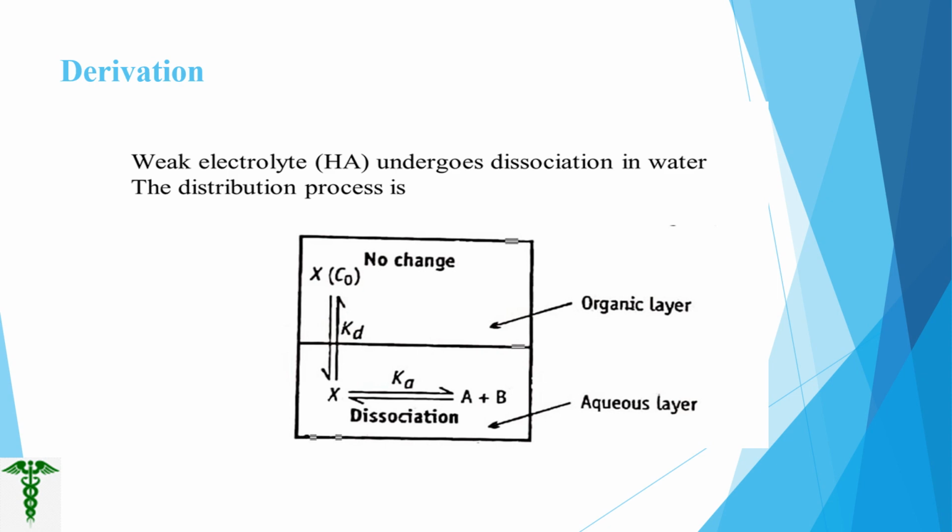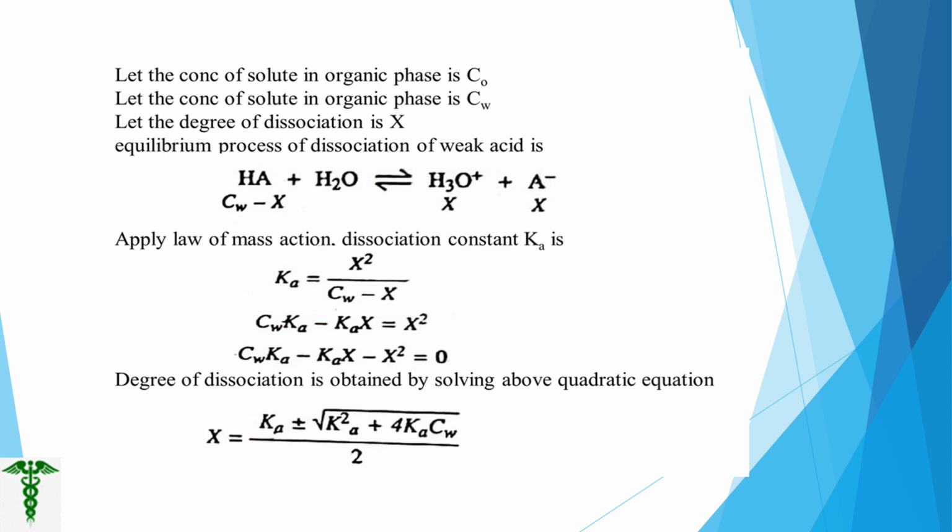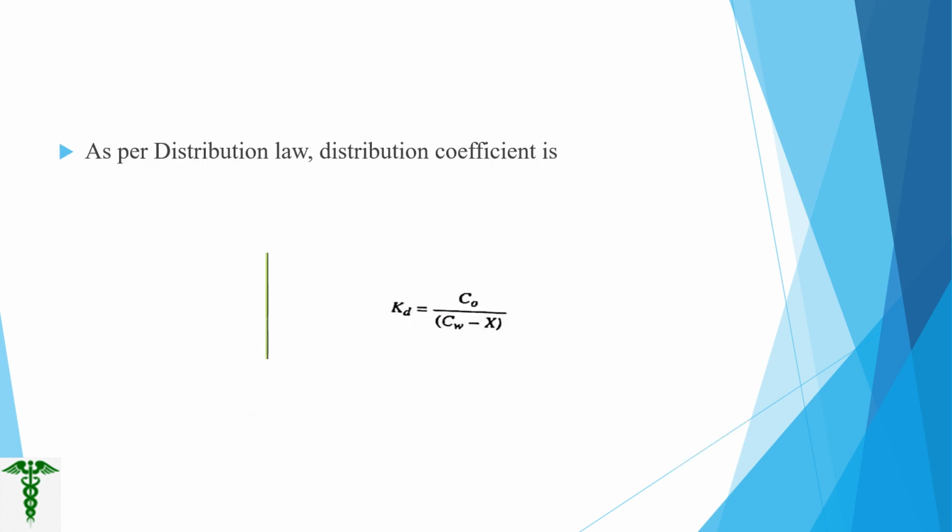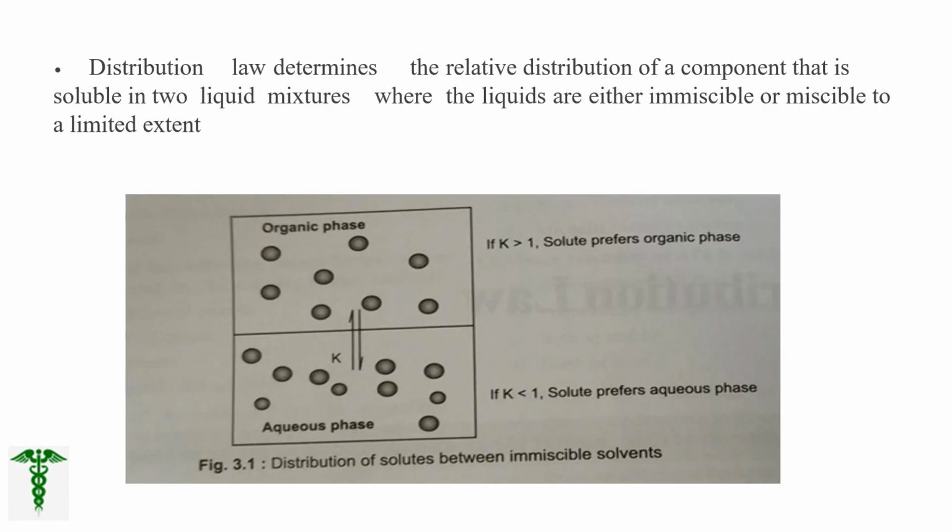Then again like that. So what happens is that if this is our solute, it has a tendency to distribute between the organic and aqueous layer. So this is another part of the derivation. Let HA be the acid in water. So applying the law of mass action and degree of dissociation, we will get the dissociation constant equal to C0 by Kw minus X.